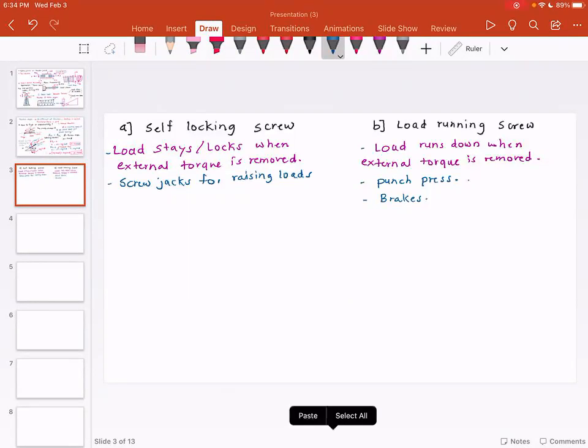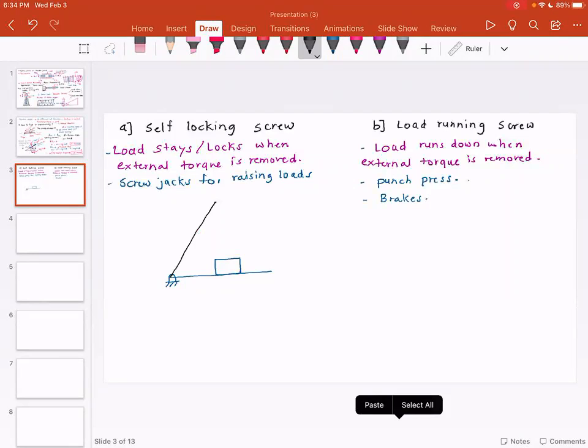I want you to visualize the same example that I talked about. That you have a plate. On this plate, there is a block. And in the case of self-locking screw, the friction angle is this. This is the friction angle, which is phi, and the helix angle is less than the friction angle. This is alpha.